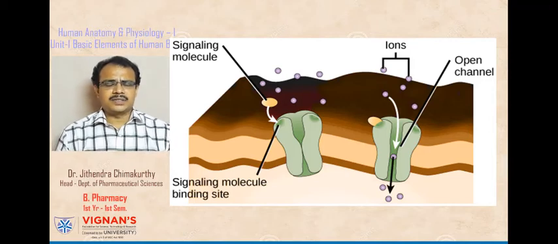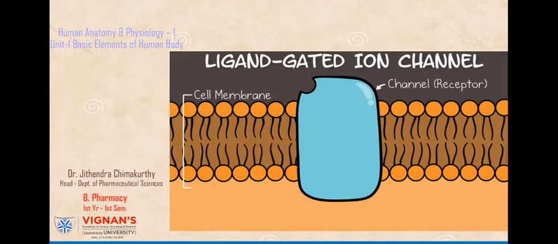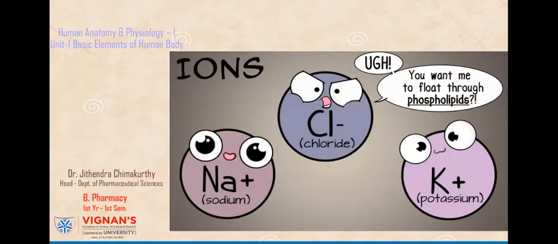And here we have seen when the ligand binds to this binding site which is present extracellularly, it leads to opening of the ion channel which allows the movement of the ions. A ligand-gated ion channel. Ions normally don't go unassisted through the cell membrane. They are charged after all.